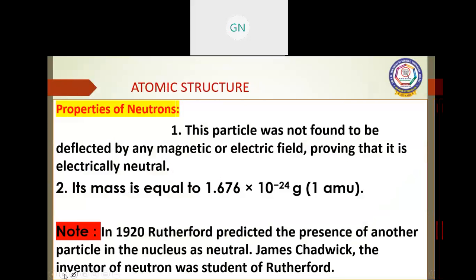Let me see about the properties of the neutron. These particles were not found to be deflected by any magnetic or electrical field, proving it is electrically neutral. It means there is no charge, and its mass is 1.676 into 10 to the power of minus 24 gram. In 1920, Rutherford predicted the presence of another particle in the nucleus, the neutron. And James Chadwick, the discoverer of the neutron, was a student of Rutherford.